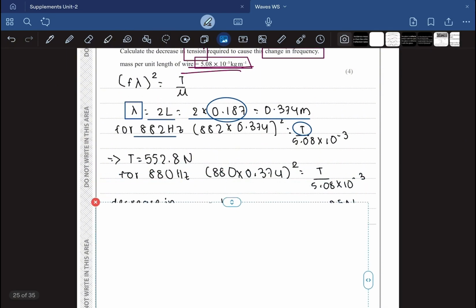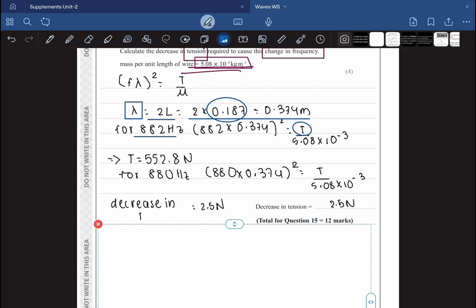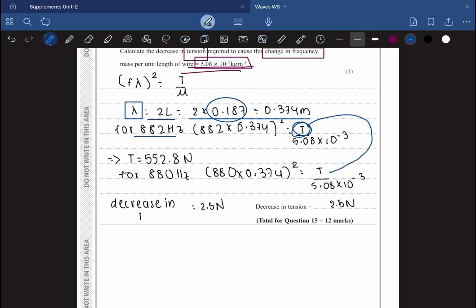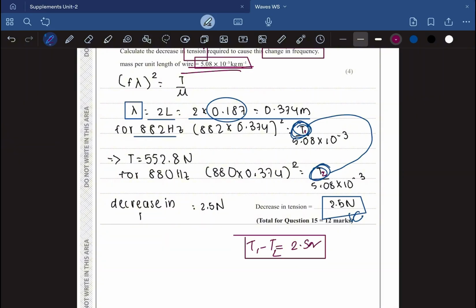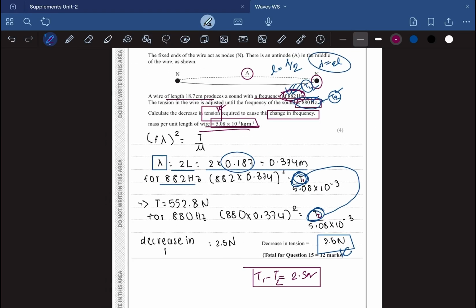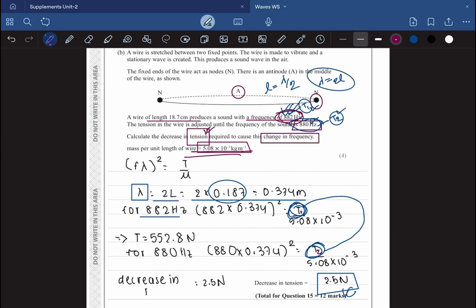When we do the same math for 880 hertz, the tension will be a certain value, and if we subtract this tension value from this tension value, we will get a decrease in tension of 2.5 Newton. You guys will have to just subtract these two tension values. Let's say this is my tension 1 and this is my tension 2. So tension 1 minus tension 2 will give us a value of 2.5 Newton, and this is our decrease in the tension.